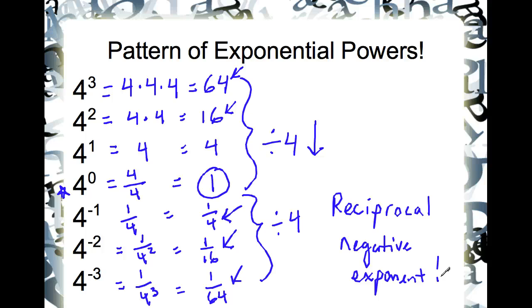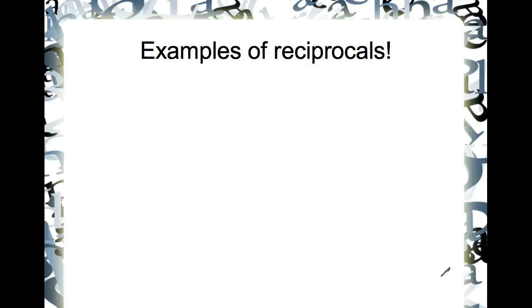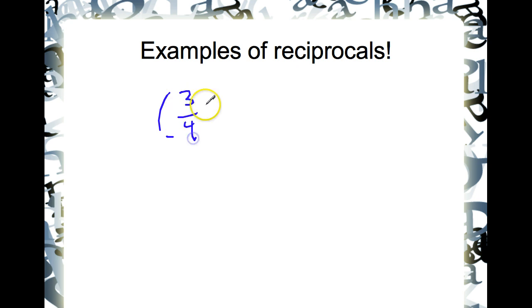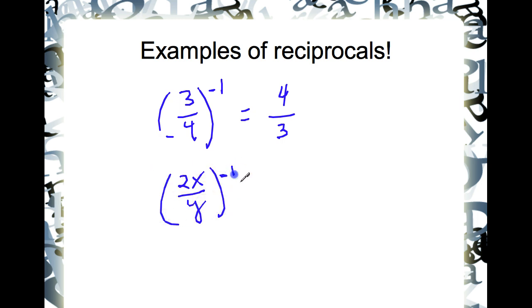So let's look at a few examples here. If I give you 3/4 raised to the -1 power, that means to take the reciprocal or the flip, so you end up with 4/3. If we had 2x over y and you're told to take the reciprocal, which is the -1 power, you'd have y over 2x. Okay? So the reciprocal is just a flip, but this is really important to know so that when you're doing multiplication and especially division of monomials, you'll know what you're doing.